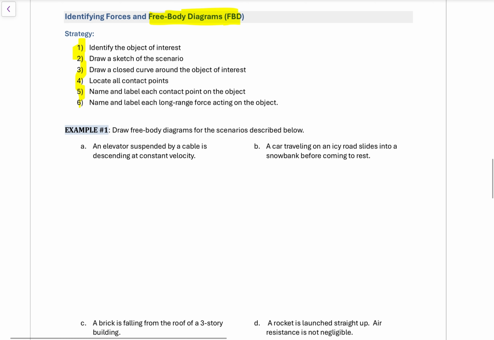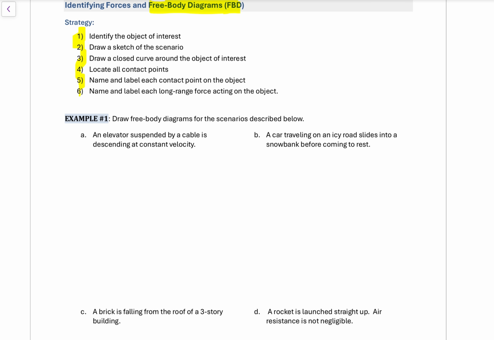All right, so let's look at example 1A. We have an elevator suspended by a cable descending at constant velocity. So first thing is we want to identify the object. I'm going to say the object I care about here is the elevator. And then I'm going to make a quick little picture. So here's my elevator. Maybe I have some people in here. Here's my little people. I've got an elevator suspended by a cable, so I've got my cable drawn on there. And then it says our velocity is constant. So if my velocity is constant, I know my acceleration is 0. I'm just going to make that little note here.